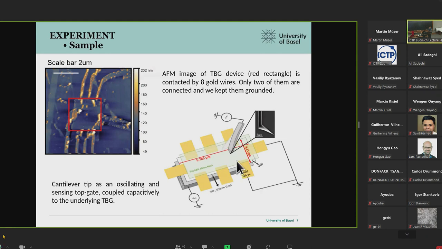So we have our gate that is coupled capacitively to the underlying twisted bilayer graphene through the 10 nanometers of hBN. This hBN, for us, is equivalent to 40 nanometers of vacuum, because the dielectric constant of hBN is 4. The thickness of this hBN is 10 nanometers, so 4 times 10 is like 40 nanometers of vacuum. So we can detect phenomena that literally exist below the surface.